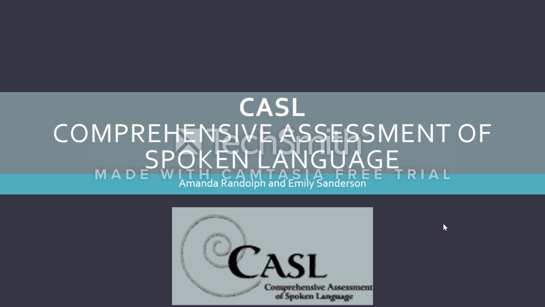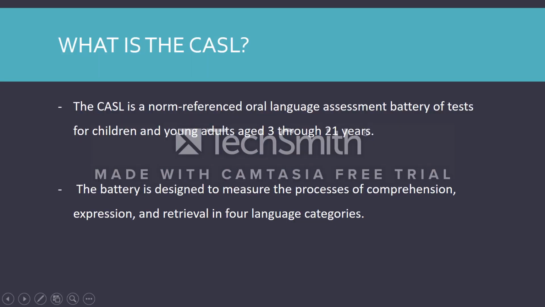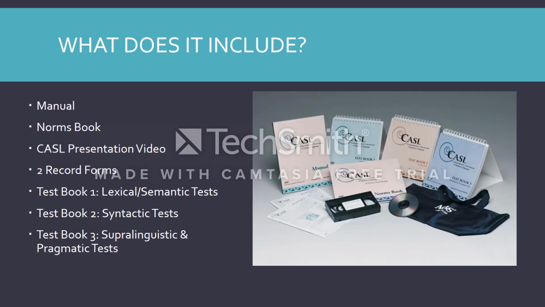Today we're going to talk about the Comprehensive Assessment of Spoken Language, also known as the CASL. The CASL is a norm-referenced oral language assessment battery of tests for children and young adults aged 3 through 21 years. The battery is designed to measure the processes of comprehension, expression, and retrieval in 4 different language categories.